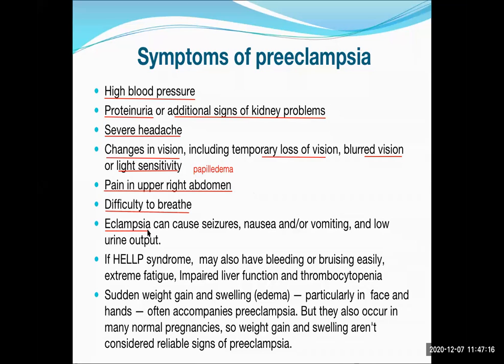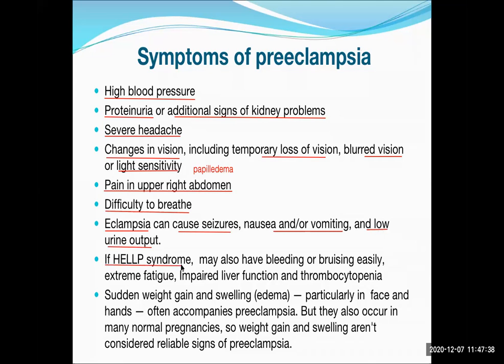Eclampsia may result because of preeclampsia. So if eclampsia occurs, the lady develops seizure. This is grand mal seizure, okay, or generalized tonic-clonic seizure. She may develop nausea or vomiting and low urine output. These are features we already talked about.